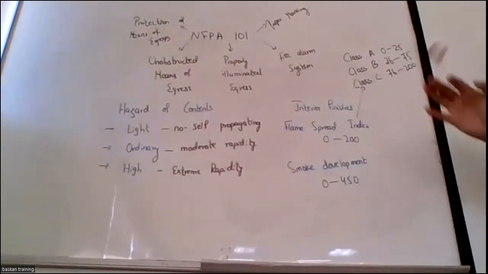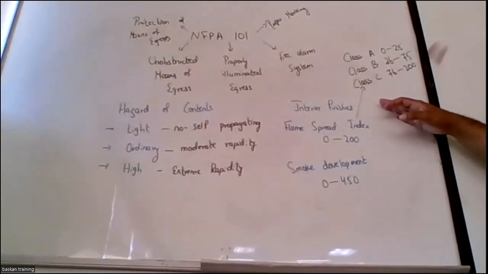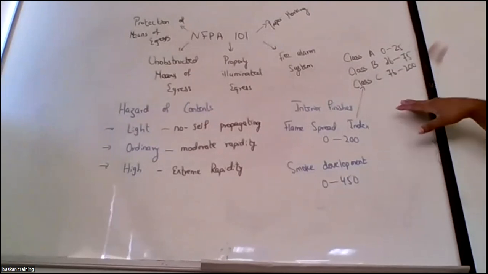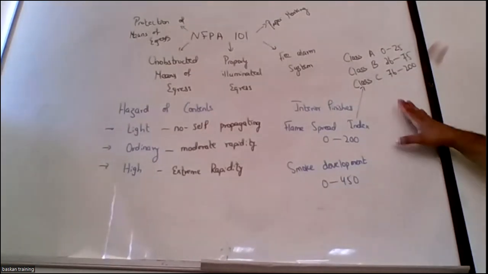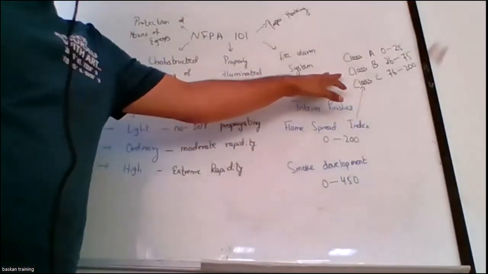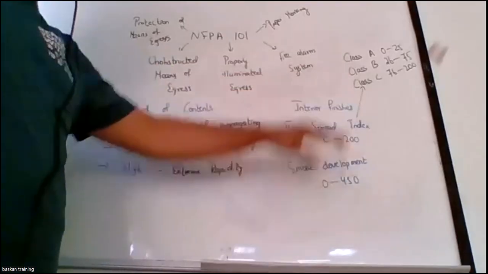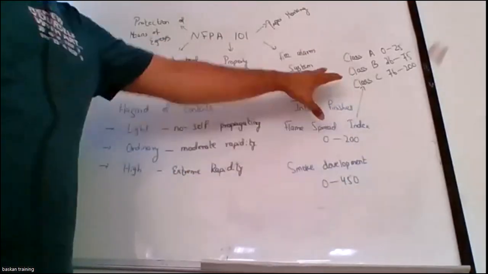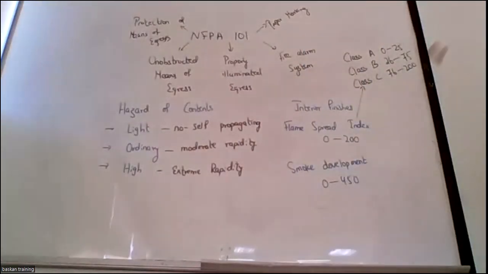So interior finishes, flame spread index and smoke development ratio we have discussed here. In the examination they can ask anything from there. They can even ask you about class B flame spread index values. The same information we will find in NFPA 101, chapter 10, section 2. You'll find the same information regarding the interior finishes of the NFPA 101.